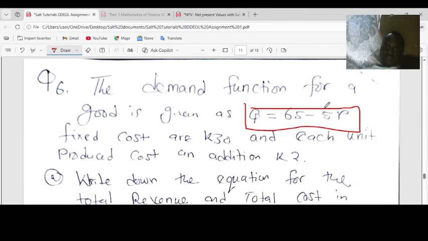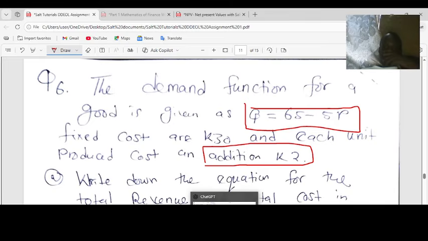So the demand function for a good is given by Q equals 65 minus 5p. The fixed costs are 30 kwacha and each unit produced costs an additional 2 kwacha. So write down the equation for the total revenue and the total cost in terms of Q. So now, what is the total revenue?